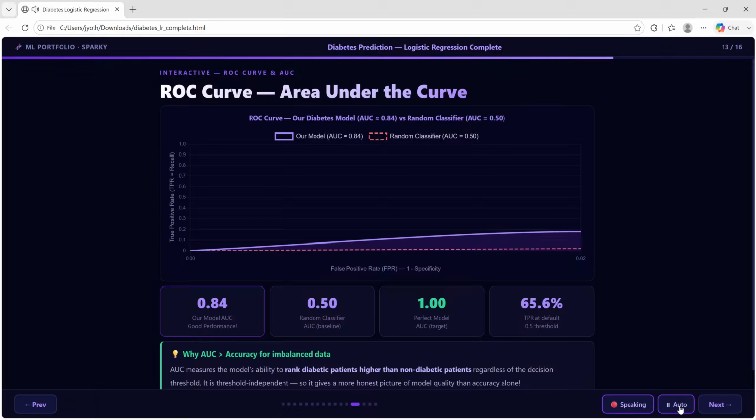Here is the ROC curve for our diabetes model. The purple curve is our model. It rises steeply towards the top left corner, which is great. The red diagonal dashed line is a random classifier. The shaded area under our curve is the AUC, approximately 0.84. This means our model is much better than random guessing. Even though accuracy is 77.6%, the AUC of 0.84 tells us the model has strong discriminating power between diabetic and non-diabetic patients.